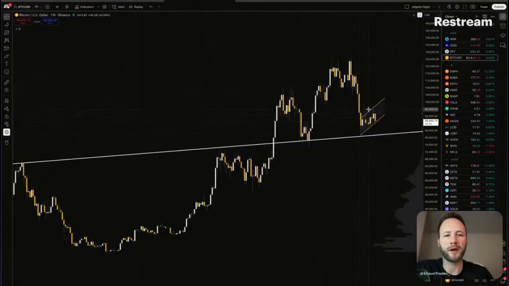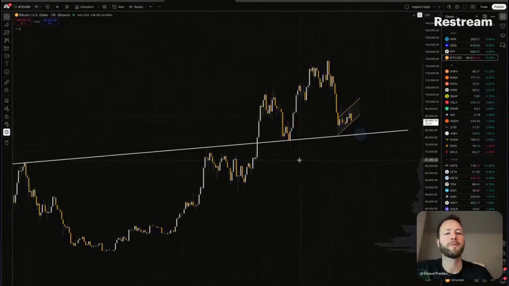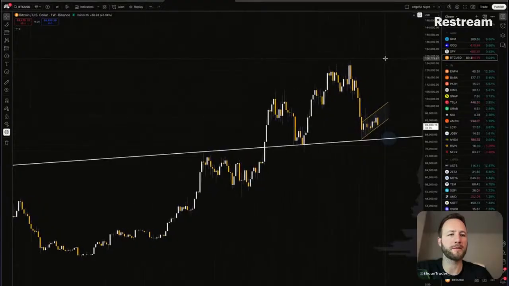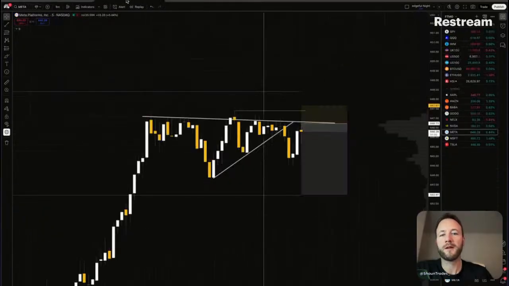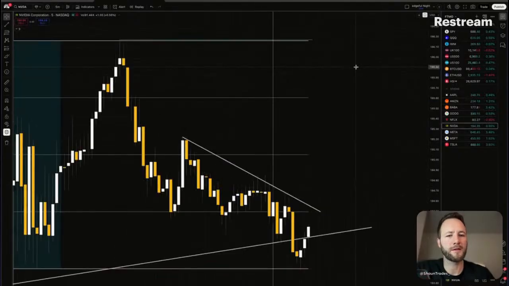So maybe if we do break this bull flag to the downside, this sort of area around, let's say 82,000, that would be nice potentially to go long. Potentially. I don't have a position in Bitcoin personally. Not yet, anyway. Okay, let's have a look around.